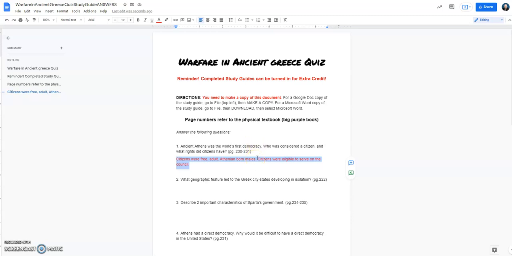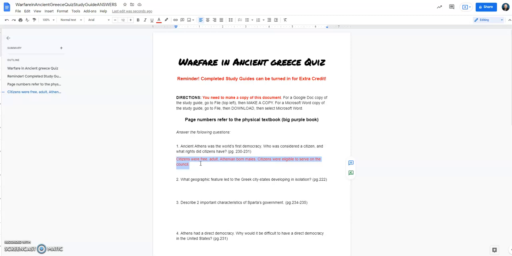What rights did the citizens have? Citizens were eligible to serve on the council. That's where you can vote on the laws that governed Athens. So, yeah, citizens were able to vote and take part in their government.